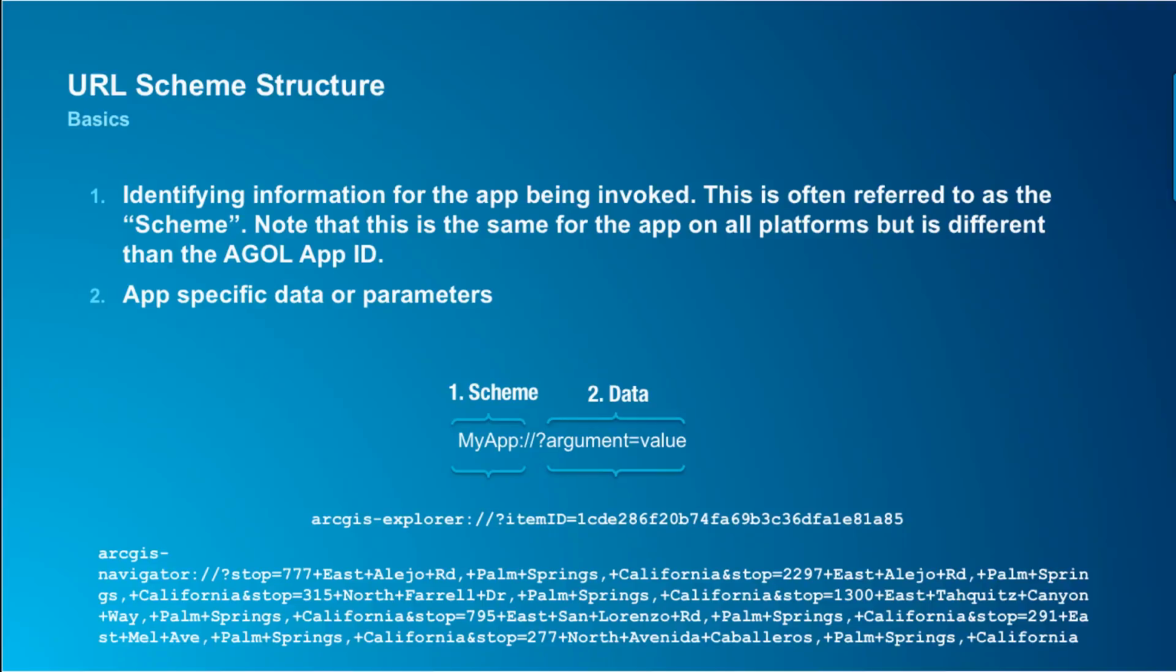Our apps register to handle a specific scheme, and then we parse out all the arguments and do specific things. Below that simple example, you see a more sophisticated example of the Navigator URL scheme. It has a bunch of different stops in it, which you can pass to the app and tell it to do a route and actually start navigating on that route.